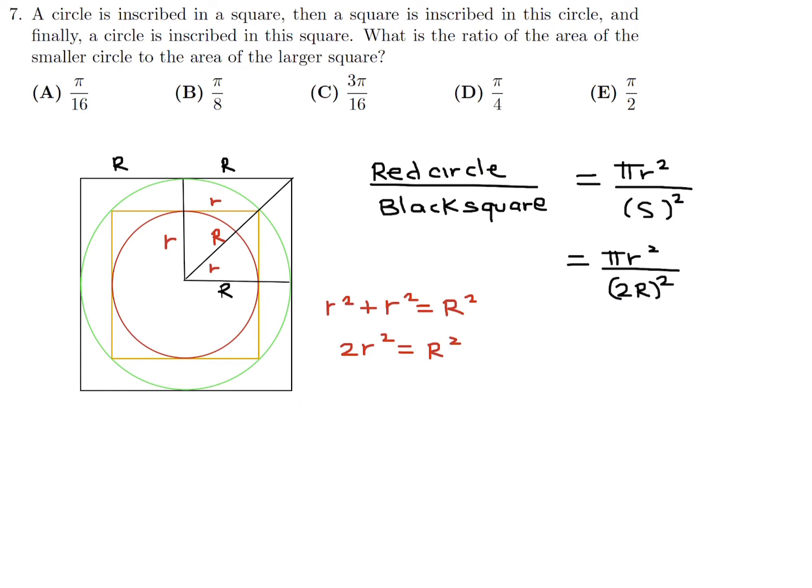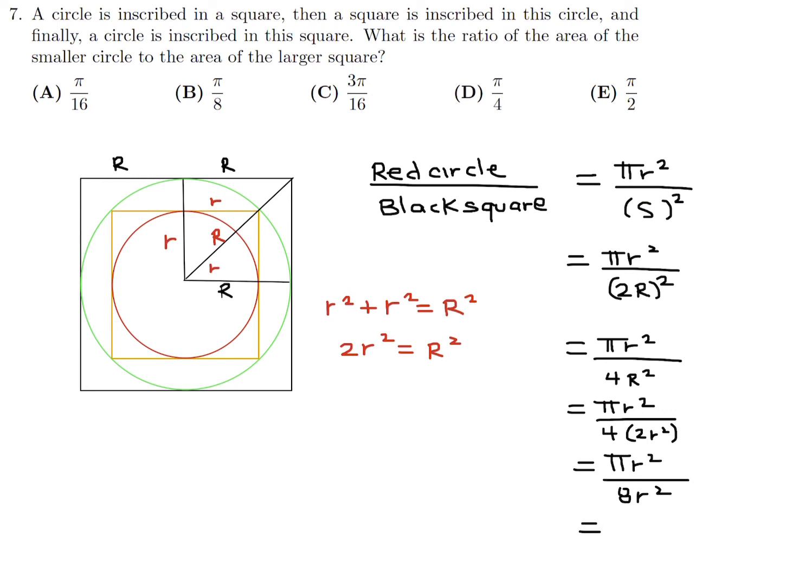Okay? Now moving back to our actual ratio, and you can do this any way you would like, but I'll just simplify the bottom and get 4 big R squared. And then pi r squared, big R squared is 2 small r squared, like that. So this becomes pi small r squared over 8 small r squared. The r squareds cancel and you just get left with pi over 8. And there you go. Number 7 in this very cool question is B.